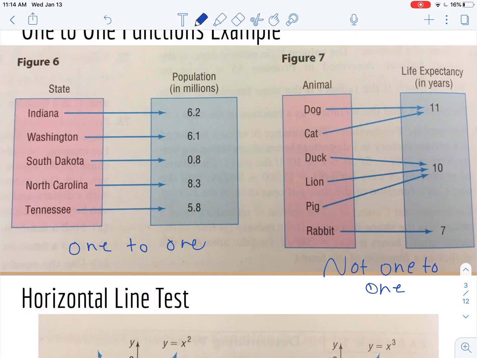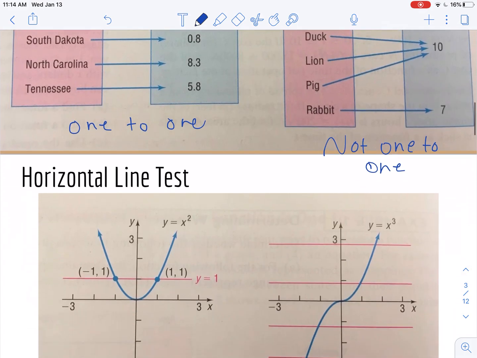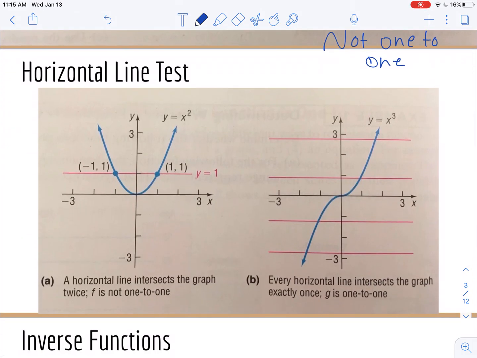Now, it still is a function, 100%, because if I ask about the input, what is the life expectancy of a lion, you can give that to me exactly: life expectancy 10 years. What is the life expectancy of a dog? Exactly 11 years. The inputs don't change. That still is a function. It's just not one-to-one because if I ask about the outputs, you start to give me different responses. So that leads us to this idea, the horizontal line test. We did the vertical line test for just straight up functions.